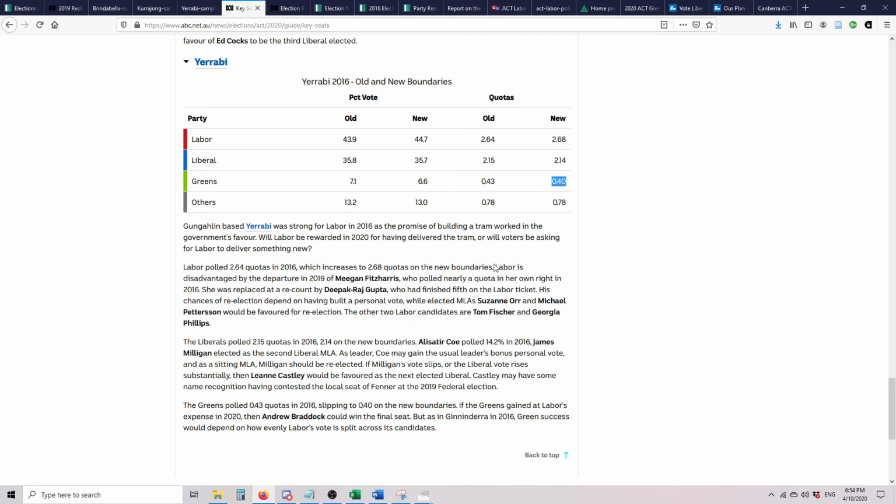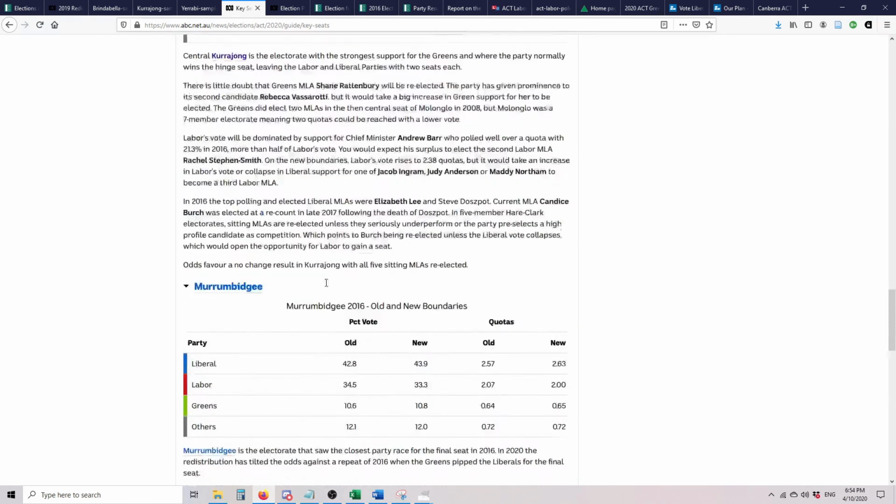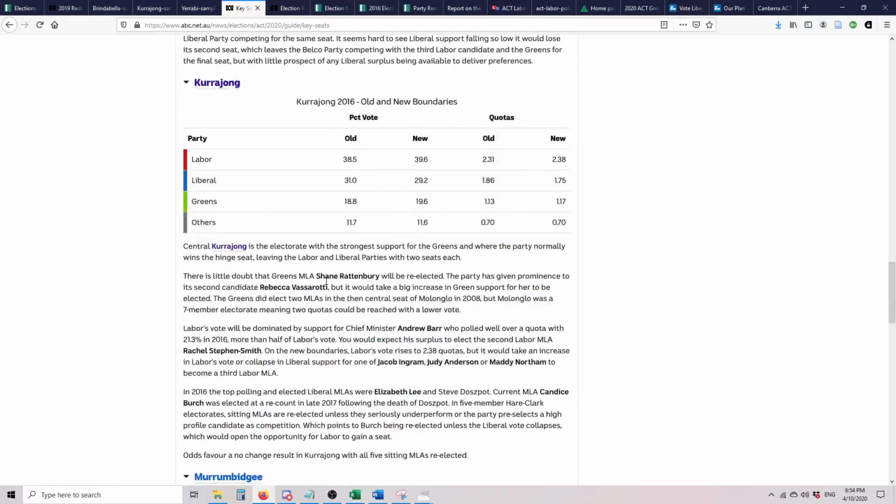Another note about Yerrabi, and I'll talk about the other leaders in a sec. Alastair Coe is the leader of the Liberal Party, and they're in Yerrabi, which is in Gungahlin. The other 2 leaders of the 2 other major parties are in Kurrajong. Shane Rattenbury is leader of the Greens, which is why the Greens vote is so high, and Andrew Barr got more than a quota by himself as the Labor leader as well.